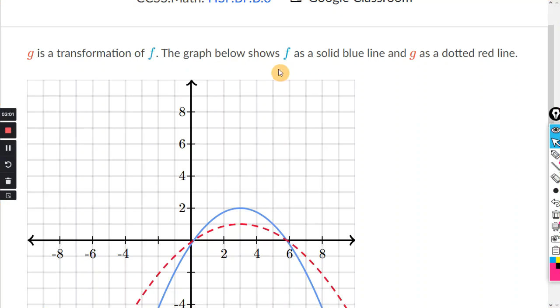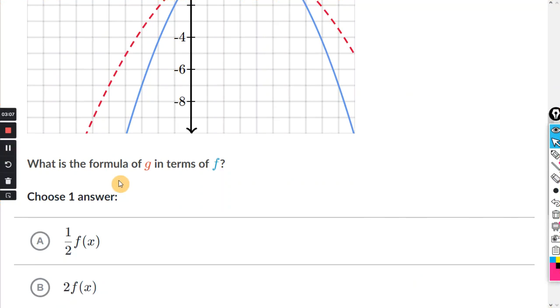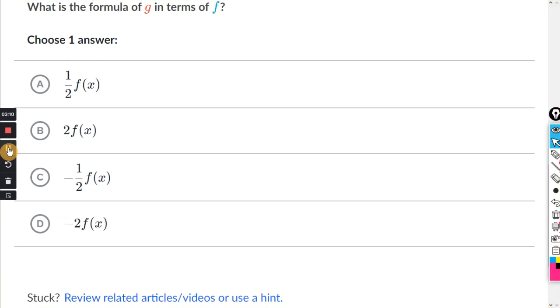Once again, g is the transformation of f. f is solid blue, g is the dotted red line. And what is the formula of g in terms of f? For these, it may help to look at the answer choices first. You notice all of these are f of x times a constant. When it's horizontally stretched, the x itself is multiplied by a constant, and that's not the case with any of these. The number is outside the f of x, so all of these answers are in the form of k times f of x.